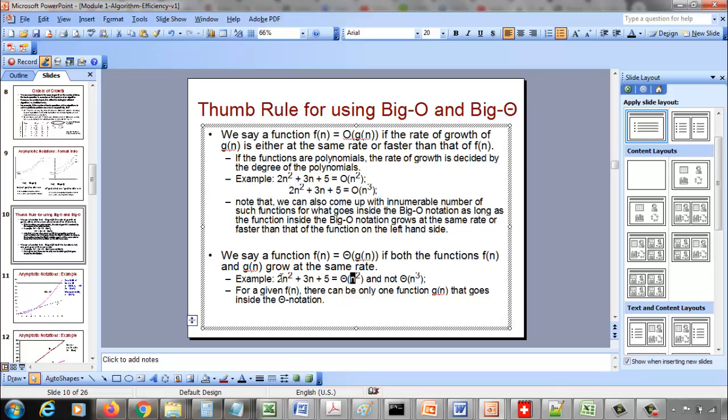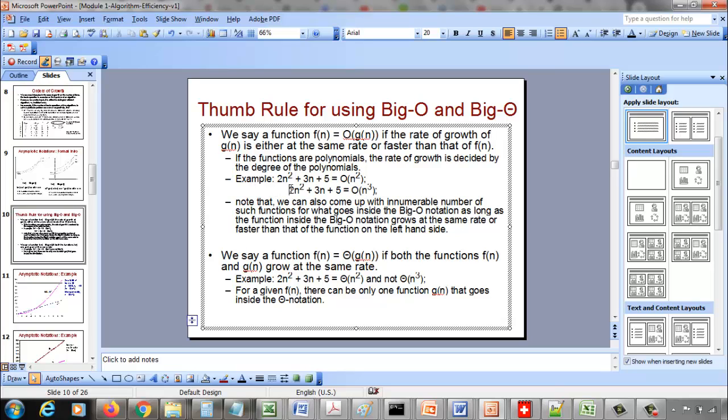Now, can we write this 2n square plus 3n plus 5 as theta of n cube? No, it is not possible, because n cube grows faster than n square. On the other hand, if you look at the big O notation, we can write 2n square plus 3n plus 5 is big O of n square, because by the notation of big O, they either grow at the same rate or the big O function grows at a faster rate. So we can write it's big O of n square, or big O of n cube, or big O of n to the power 4, and so on.